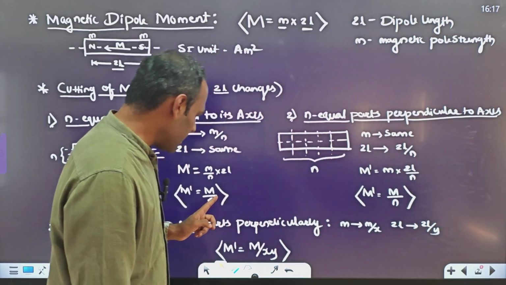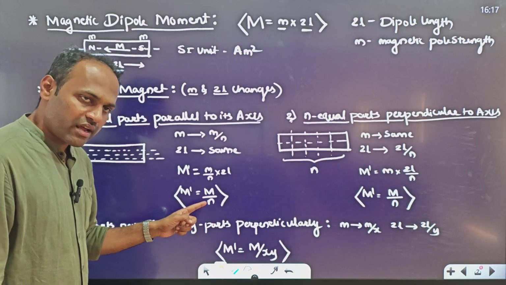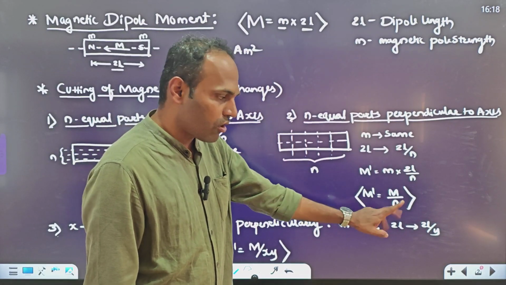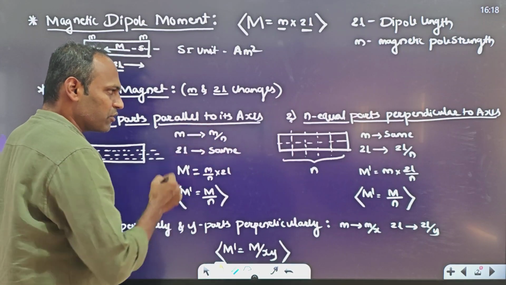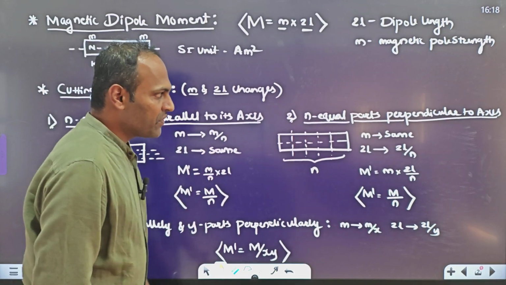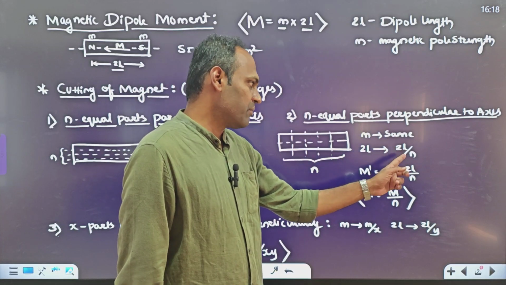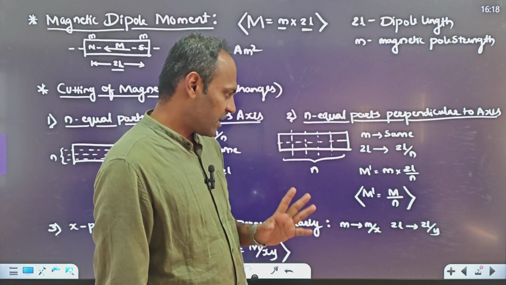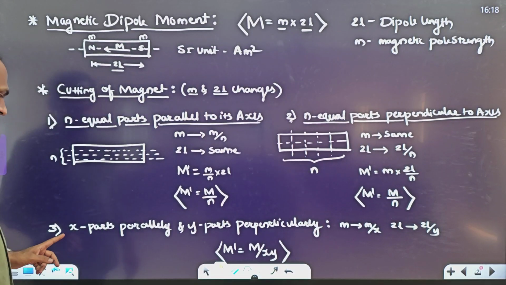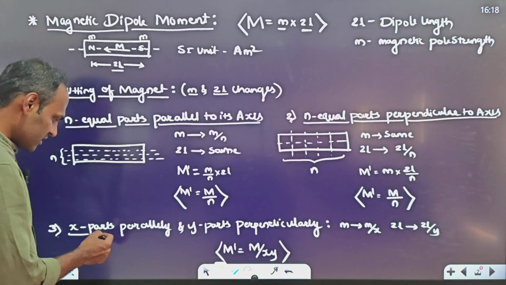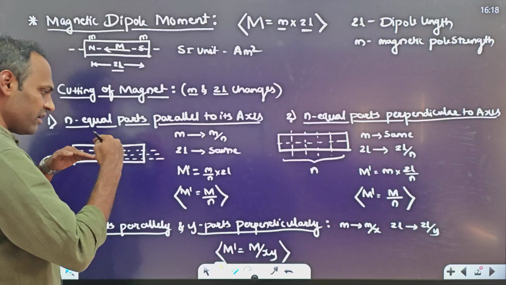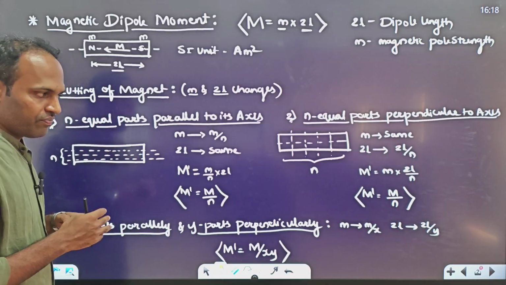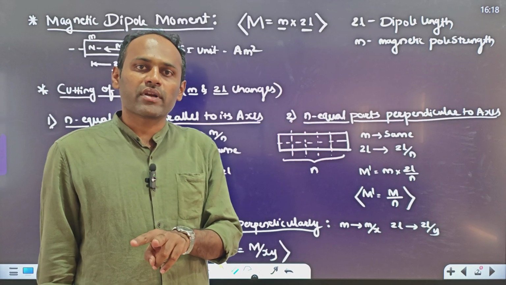So here also the magnetic dipole moment got reduced by n times. But the difference is, in the parallel cut pole strength gets reduced and dipole length remains the same. Here pole strength remains the same and dipole length gets reduced. Okay, next, if we cut in x parts parallelly and y parts perpendicularly, we are cutting both parallelly and perpendicularly, then both the quantities will get reduced.